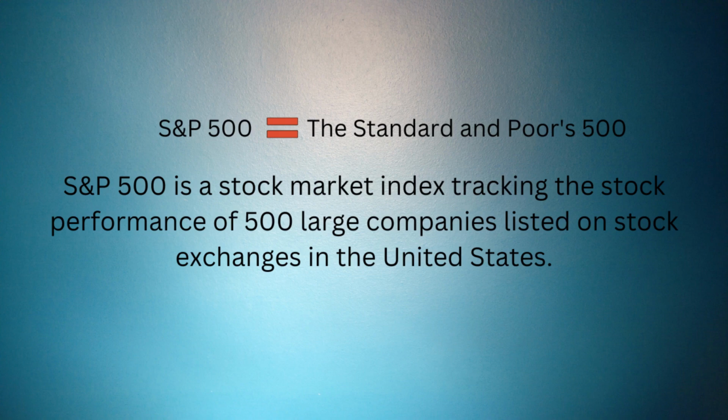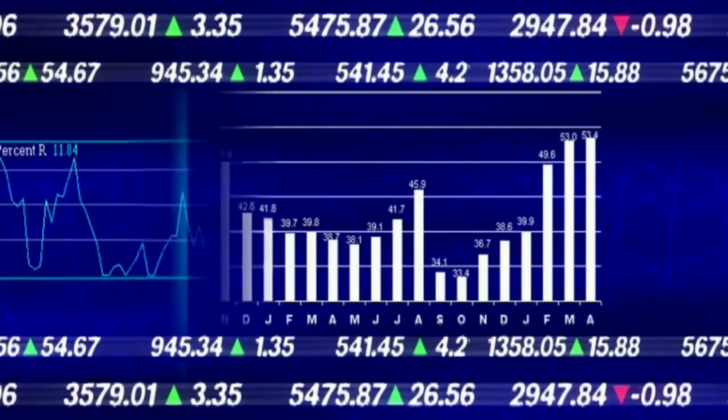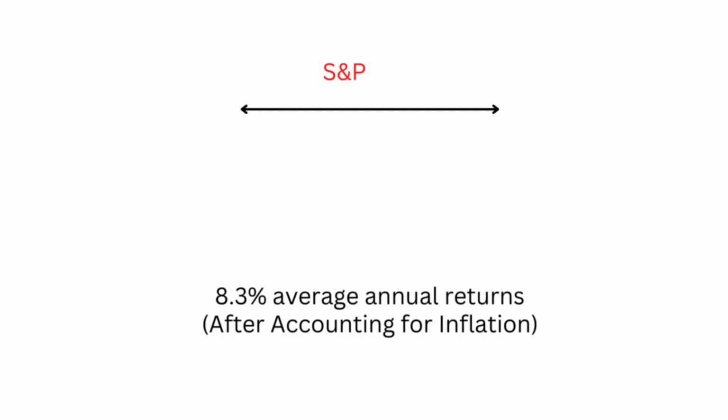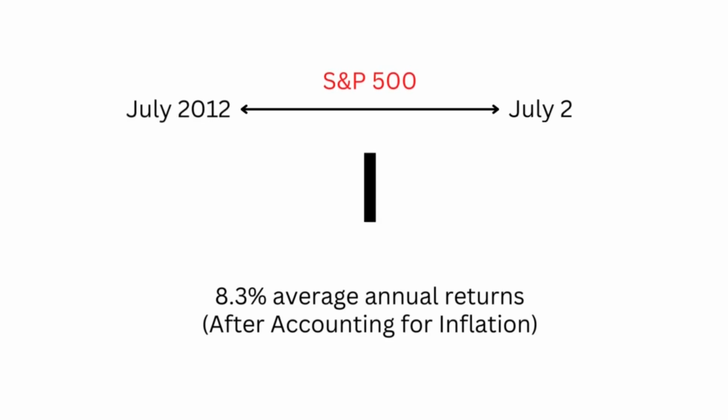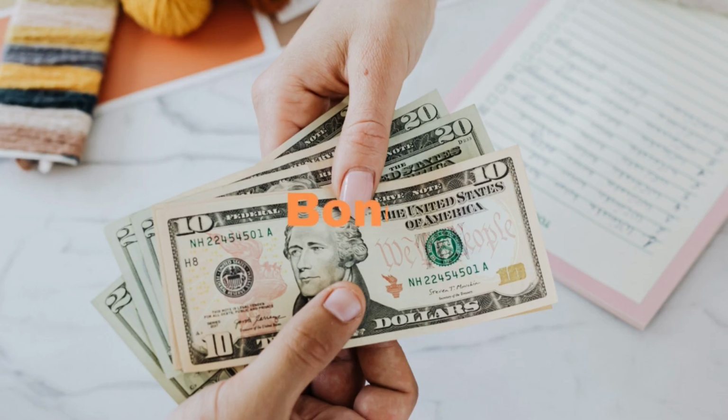Because they contain hundreds of stocks, they provide simple, low-cost diversification, which reduces risk and portfolio management headaches. From July 2012 to July 2022, the S&P 500, a key benchmark for U.S. stocks, generated an average annualized return of nearly 11% with dividends reinvested. After accounting for inflation, you're still looking at about 8.3% average annual returns. More money.